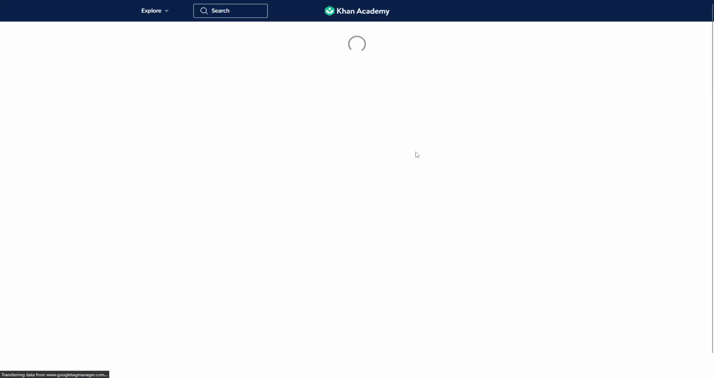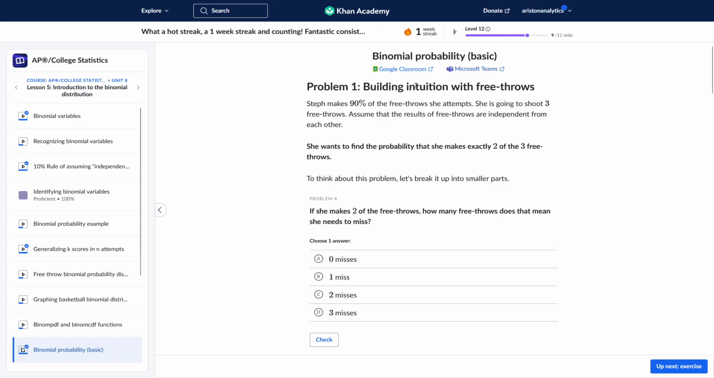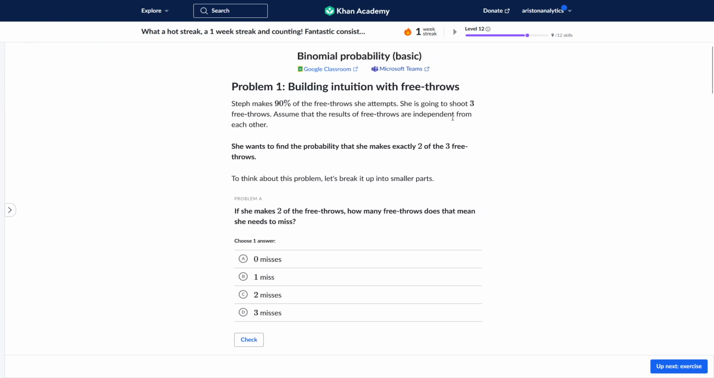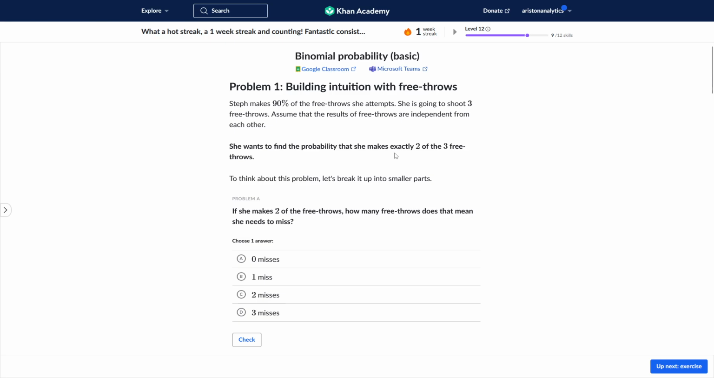Nice. Okay. Binomial probability basic. Oh, this is just... Oh, Google Classroom. Interesting. Never noticed that.